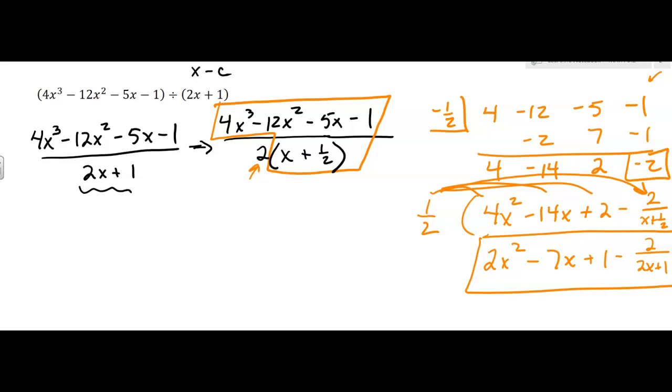I hope that explanation makes some sense, but it was this leftover 2 here that we have to consider. We have to distribute that. Dividing by 2 is the same as multiplying by 1/2, so I'm just distributing that 1/2 through my answer. Hopefully that helps.